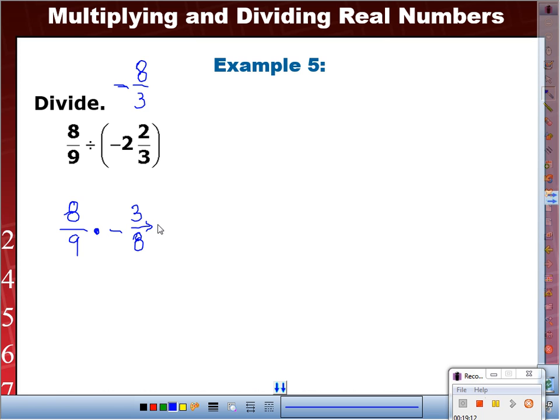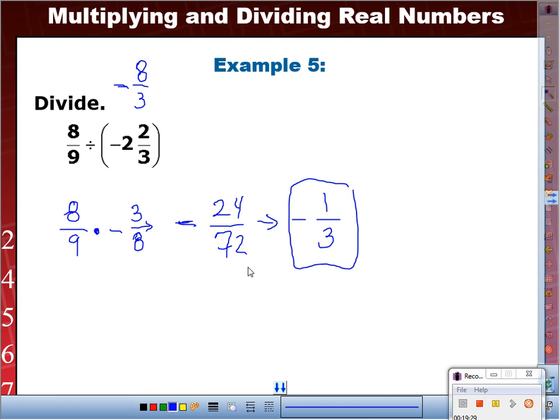So, what is the result? It's a negative. From there it's 24 over 72. What is our last step? Simplify. So this becomes negative 1/3. Hands if you got that by yourself.